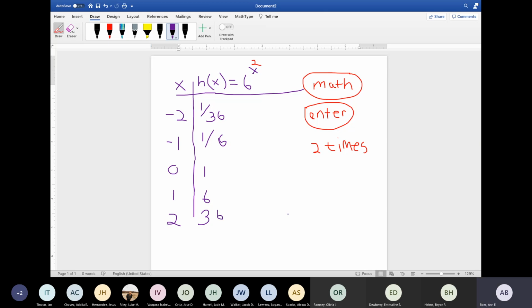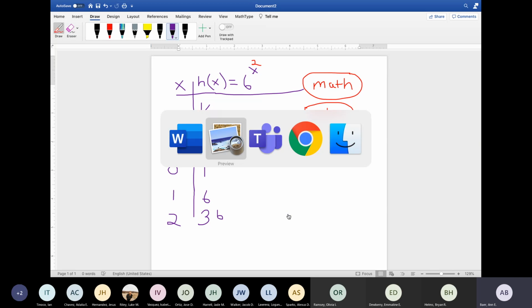So let me just write down what we got: 1 over 36, 1 over 6, 1, 6, and 36. Let's go put those in Alex.